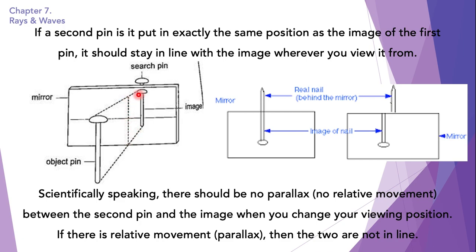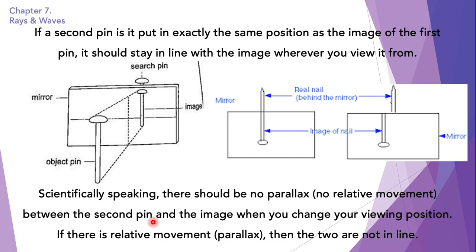As you can see here, it is being shown that it is an equal distance. The image of the pin is as far behind the mirror as the object is in front, and the image is going to be the same size as the object. Also, a line joining equivalent points on the object and image passes through the mirror at right angles. So this is how we find an image position.